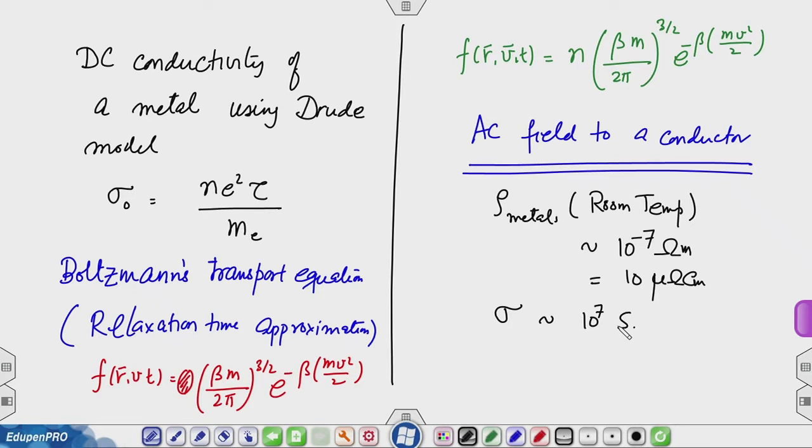From this, we will guess or estimate what the collision time is going to be. So, I have sigma equals n e square over m e tau. You combine these two and you get tau to be of the order of 10 raised to minus 14 seconds. So, that is the collision time we are talking about. When these electrons are moving in a solid, they perform a collision every 10 raised to minus 14 seconds. Keep this number in mind, because this will be useful for something I am going to do a little later.